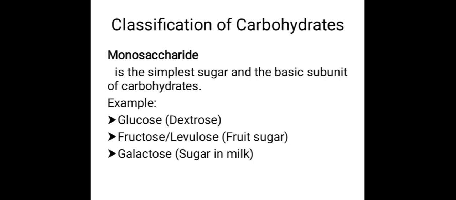So for examples of monosaccharides, we have glucose, also known as dextrose. Next we have fructose or levulose, also known as fruit sugar, meaning those fruits. The reason why they are sweet is because they have fructose, and fructose is a monosaccharide. And then we have galactose, a sugar in milk, or the sugar present in the milk of animals.